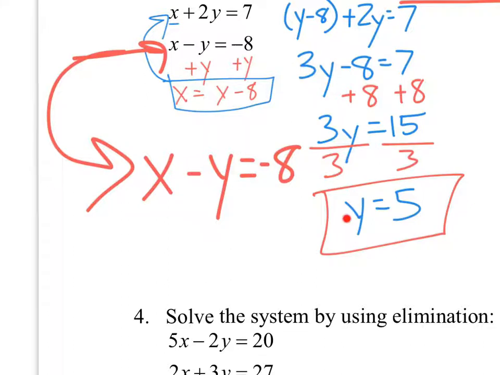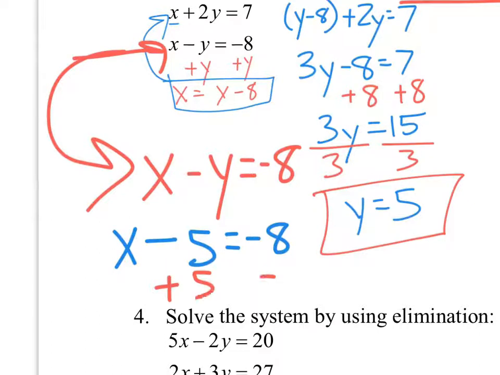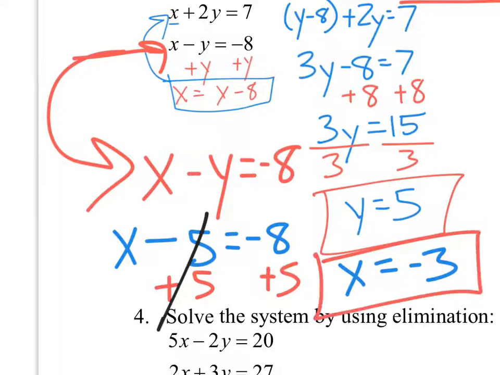I simply rewrote it. And what I know is we're going to now plug in 5 for the value of y. So it's going to be x minus 5 equals negative 8. Let's add 5 to both sides. Great. And so, of course, negative 5 plus 5 cancels out, and x equals negative 8 plus 5, which is negative 3. And so we just solved these two equations using substitution.